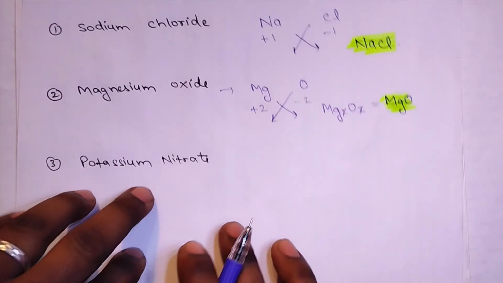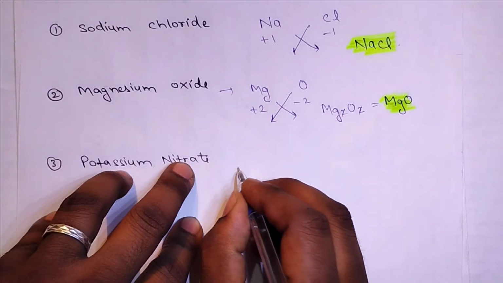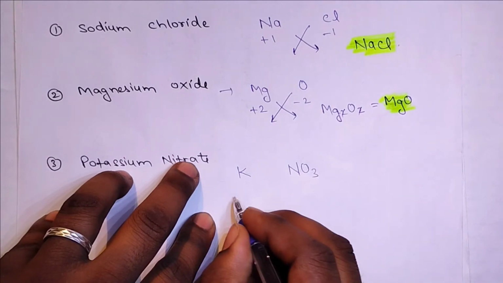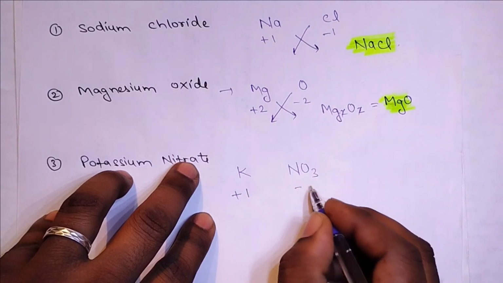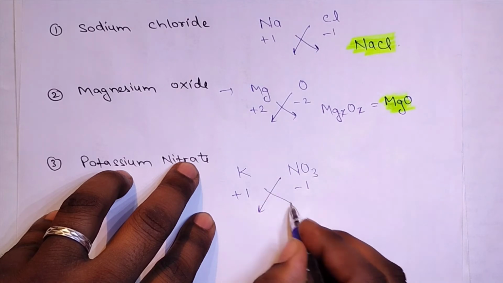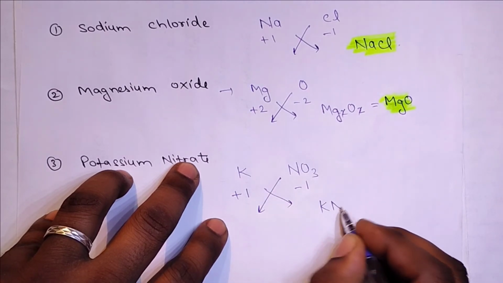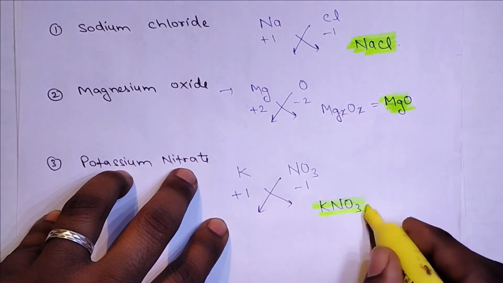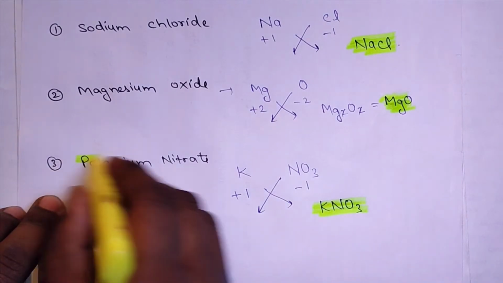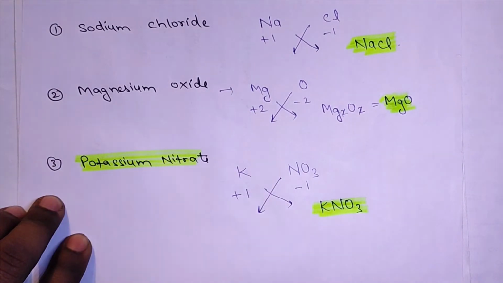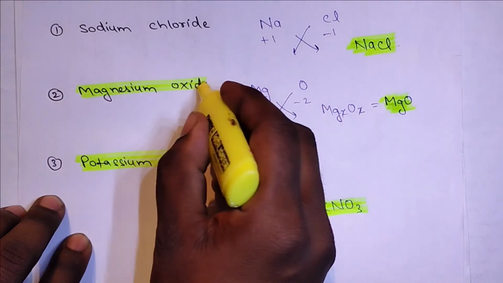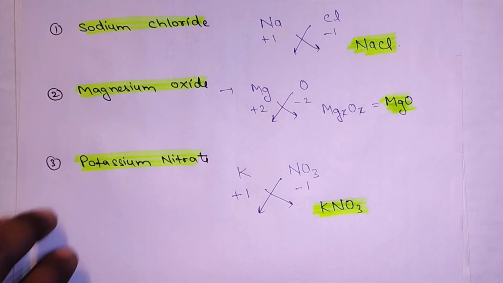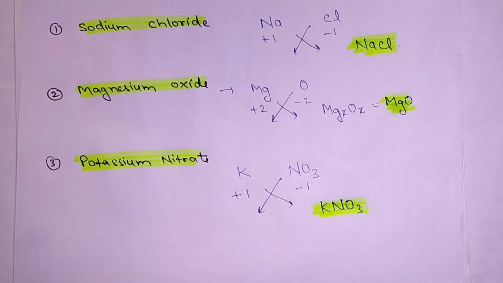And in the same way, NaCl. Now next is potassium nitrate. The symbol of potassium is K and nitrate is NO3. The valency of potassium is +1, nitrate is -1. Crisscross method and the formula is KNO3. This is the formula of potassium nitrate, this is the formula of magnesium oxide, and this is the formula of sodium chloride. Now we are going to take some more examples.